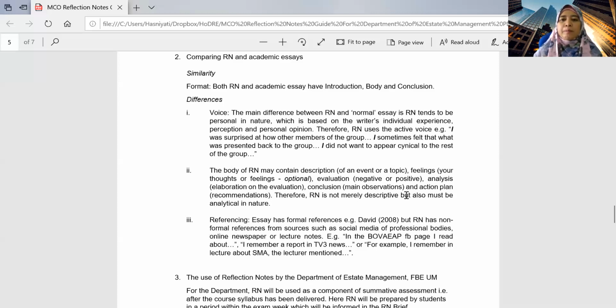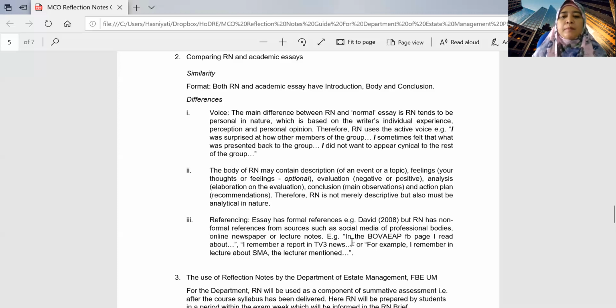So the analysis part is this one: evaluation, whether negative or positive, and also the elaboration on the evaluation. And finally, the main difference is referencing. An essay has formal references. You use APA 6, for instance, David 2008. But reflection notes have non-formal references from sources such as social media of professional bodies, online newspapers, or lecture notes.